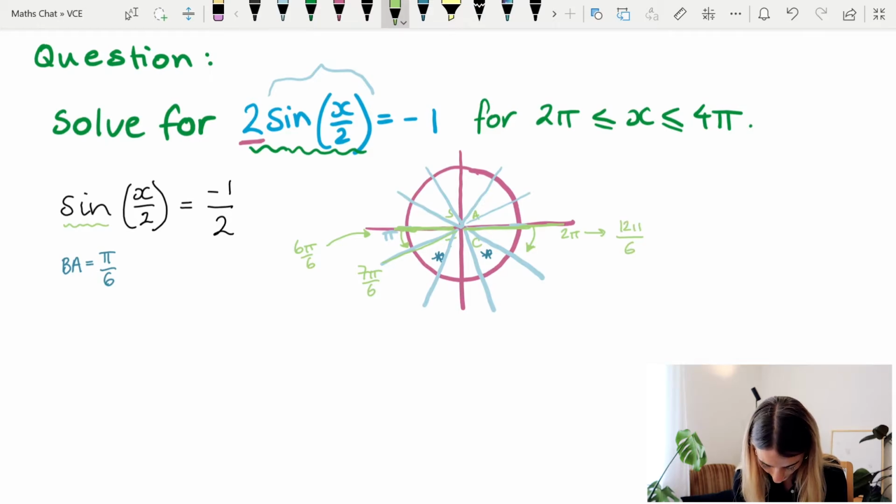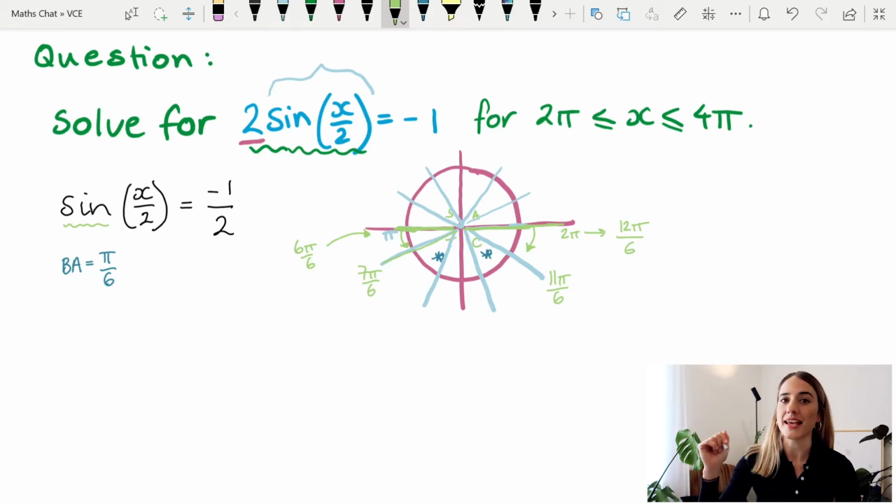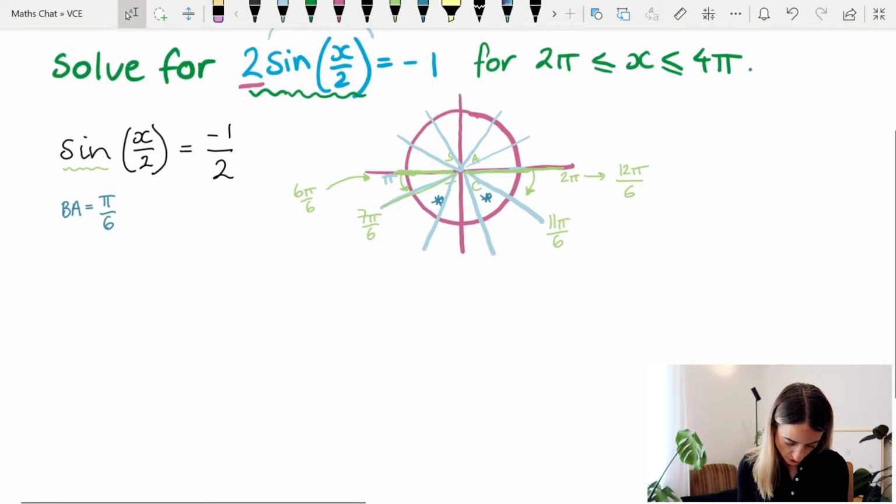So I'm dealing with 12 pi on 6. That means that's 11 pi on 6. Now, this can also be a really easy way to do it if you have a really large domain. It can make it easier if you're just dealing with the same denominator all the way around. So that can be a good trick as well. Okay, so the next part.